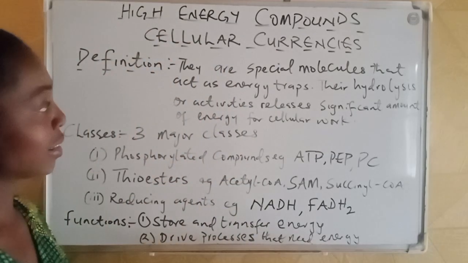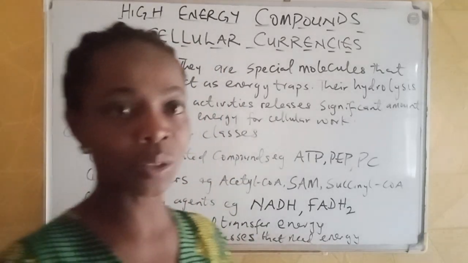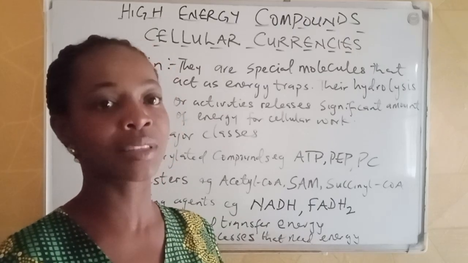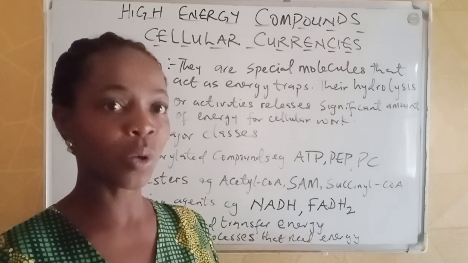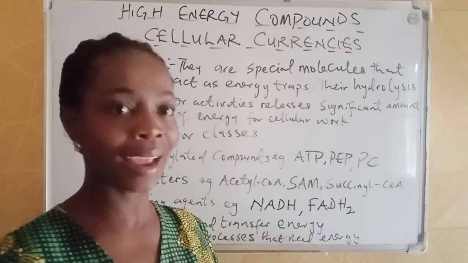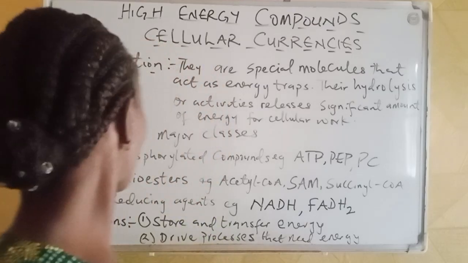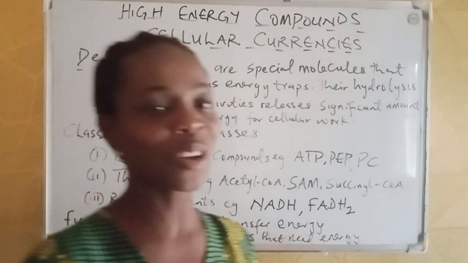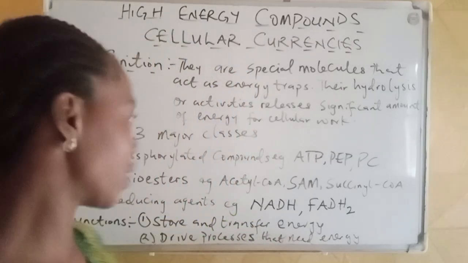These high energy compounds are critical to the sustenance of life because without them, cellular processes cannot take place. They will come to a halt, and that will mean the end of life itself. Basically, we have three major classes of high energy compounds, the currencies of the cell.